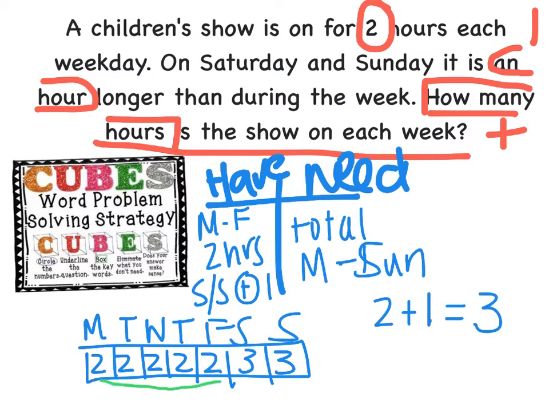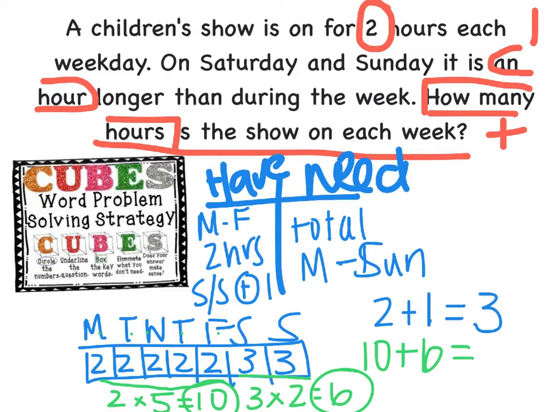For the weekdays, there's 1, 2, 3, 4, 5 weekdays, so I can do 2 times 5 equals 10. And for the weekends, I can do 3 times 2 equals 6. So for the weekdays, it's on 10 hours, and on the weekend, it is on 6 hours, and now I can add that up to get my final answer of 16 hours. So the show is on for a total of 16 hours each week. And that's a pretty reasonable number. If you got something like 5 million, that would not be reasonable because there aren't even 5 million hours in a week. But this 16 hours is pretty reasonable.